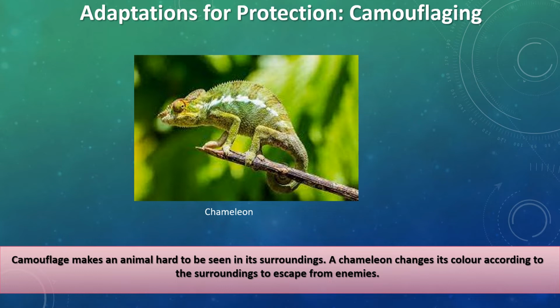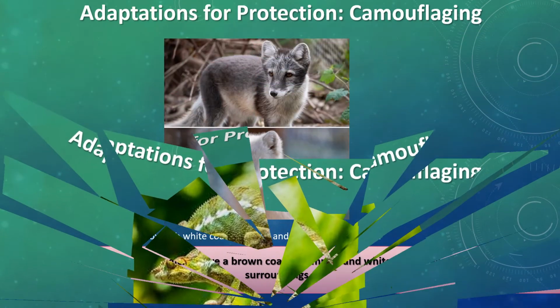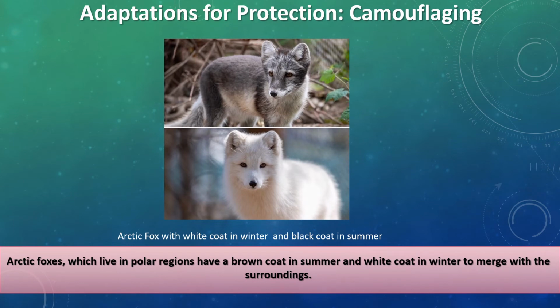A chameleon changes its color according to the surroundings to escape from its enemies. Arctic foxes, which live in polar regions, have a brown coat in summer and a white coat in winter to merge with the surroundings.